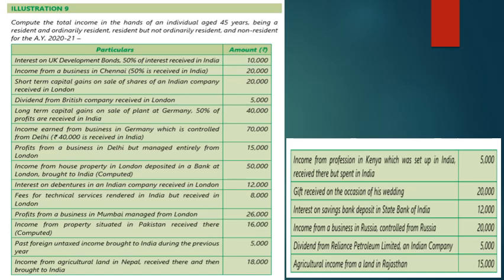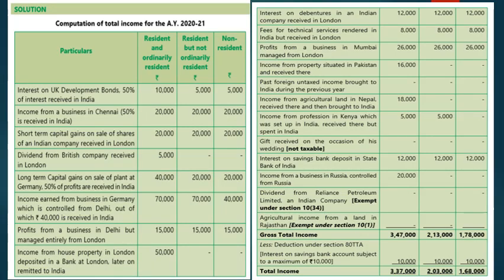Gift received on the occasion of his wedding, 5,000. Interest on savings bank deposit in State Bank of India, 12,000. Income from a business in Russia controlled from Russia, 20,000. Dividend from Reliance Petroleum Limited, an Indian company, 5,000. And finally, agricultural income from land in Rajasthan, 15,000. Let's go to the solution.